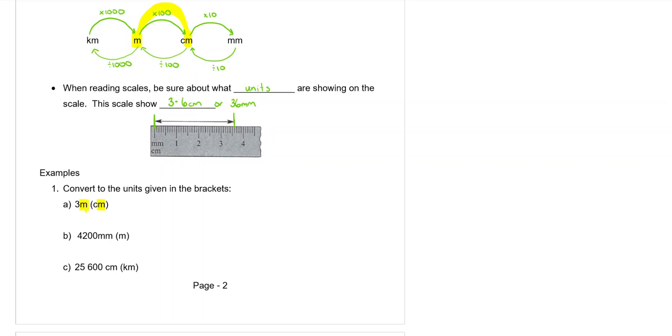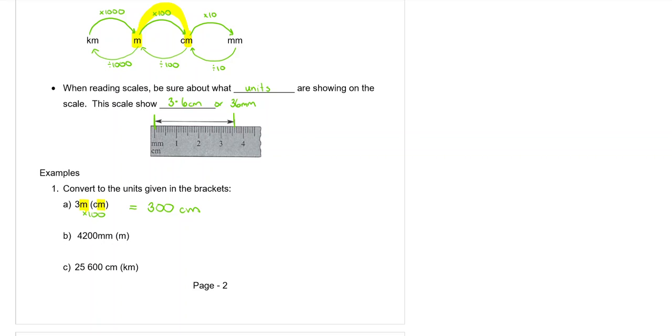Now, the number that I've gone over is multiplied by 100. So next to the 3 here, I'm going to go times 100, and 3 times 100 is equal to 300, and this will now be in centimeters. Okay, let's do another one.